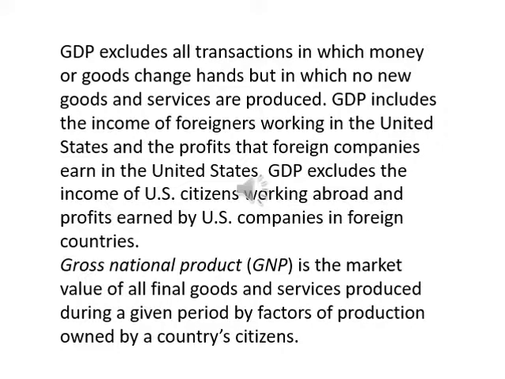GDP excludes all transactions in which money or goods change hands but in which no new goods and services are produced. GDP includes the income of foreigners working in the United States and the profits that foreign companies earn in the United States. GDP excludes the income of U.S. citizens working abroad and profits earned by U.S. companies in foreign countries. Gross National Product, GNP, is the market value of all final goods and services produced during a given period by factors of production owned by a country's citizens.